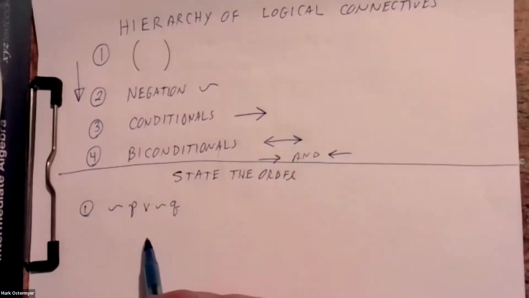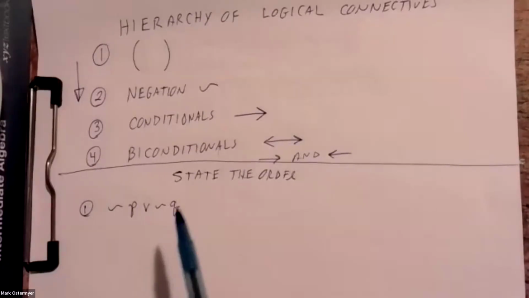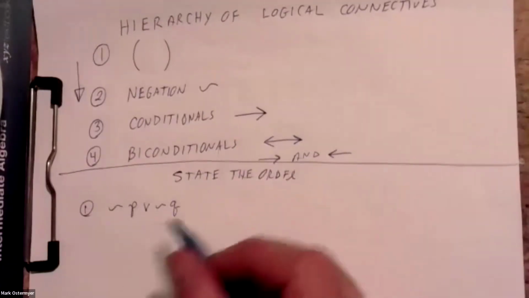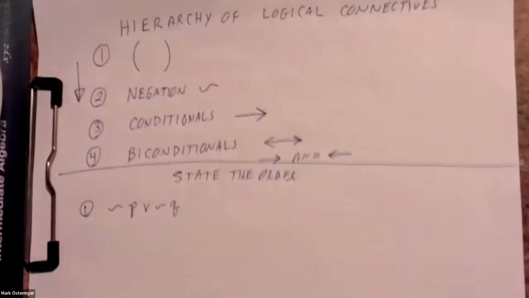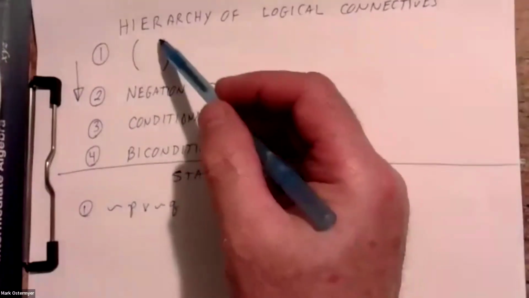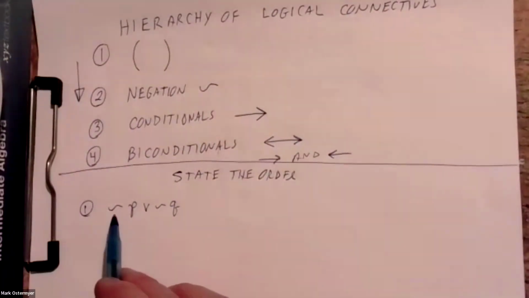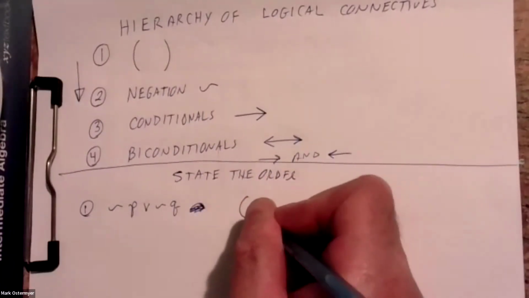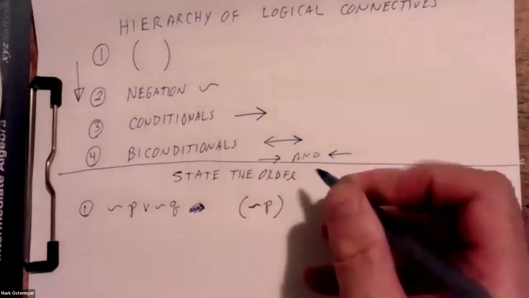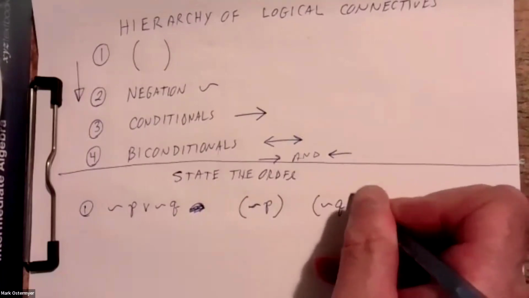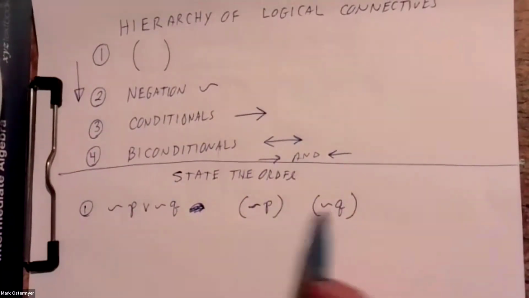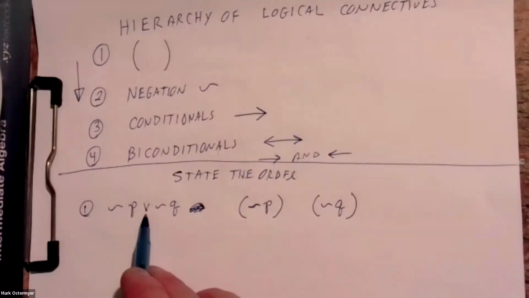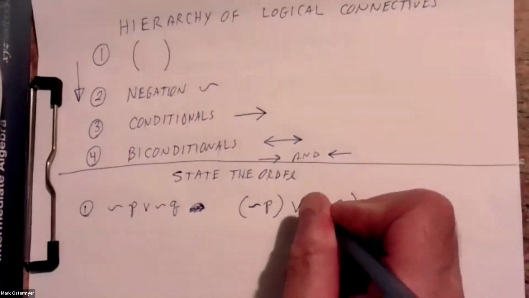All right, statement number one is like this. What would I do first here? Do I have any parentheses? No. Do I have any negations? You have two of them. Yes, we must do the negations first. So I'm going to put parentheses around the thing that we need to do first, to emphasize our understanding of the hierarchy of logical connectives. You told me we do the negations first. So I'm going to rewrite this statement with parentheses around the negations. That indicates symbolically that we would do the negations first. Then we would deal with the what, last? The or.